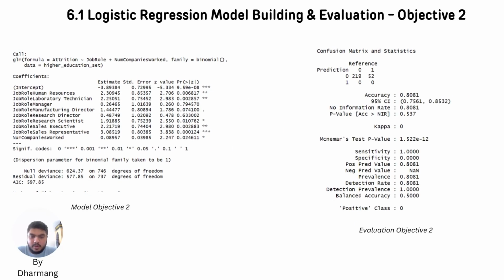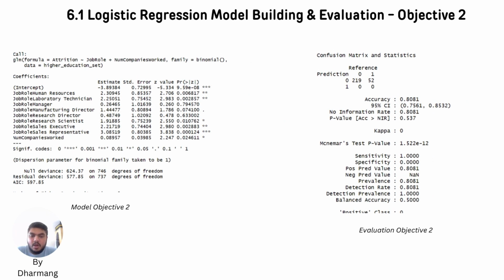The model focuses on the influence of job role and the number of companies worked on employee attrition among those with higher education. Significant coefficients of several job roles and the number of companies worked suggest that these are important factors in predicting attrition. The accuracy of the model is over 80%. But like the first objective, it lacks specificity; it does not correctly predict the actual cases of attrition.